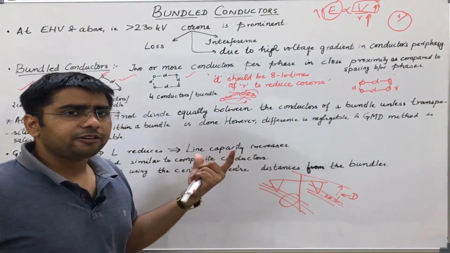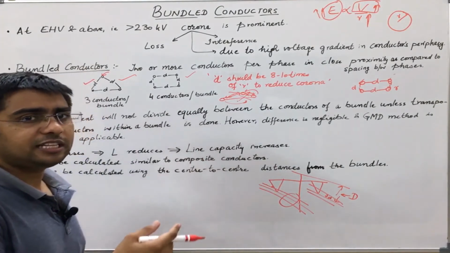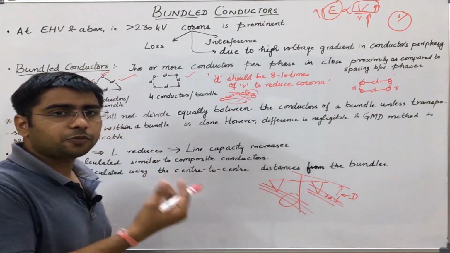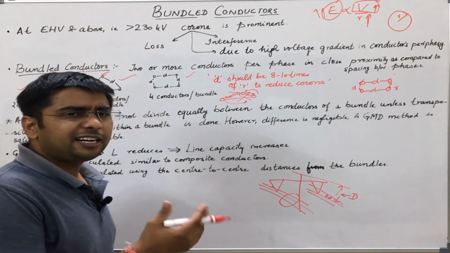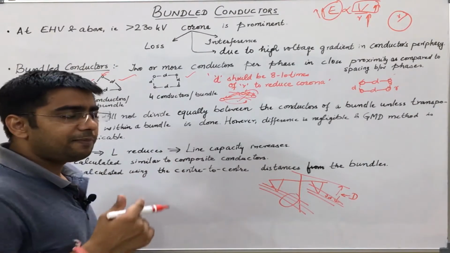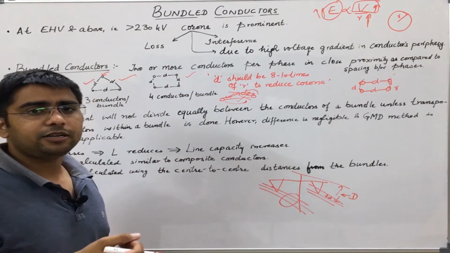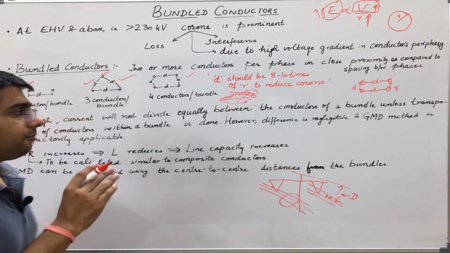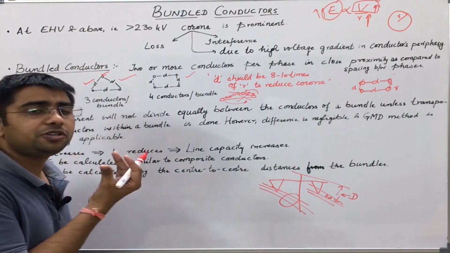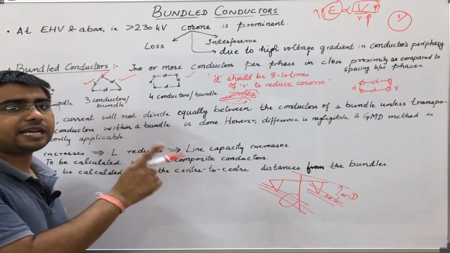But practically it is seen that even if we do not transpose these conductors within a bundle, the error which comes out by using the same formula of GMD and GMR, in which transposition was assumed, is not that much. So the method of GMD and GMR is equally applicable to bundled conductors as well, even if there is no transposition between the conductors of the same bundle.